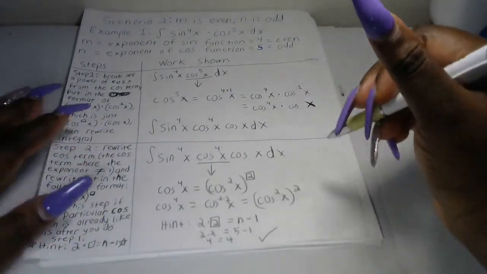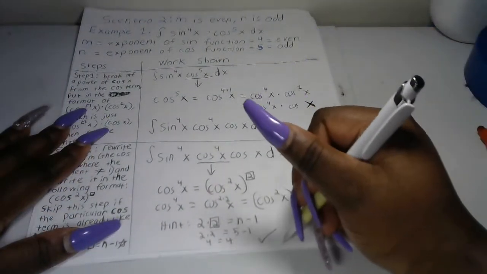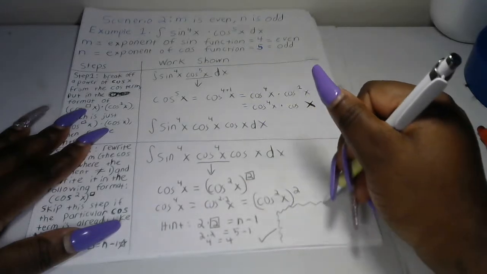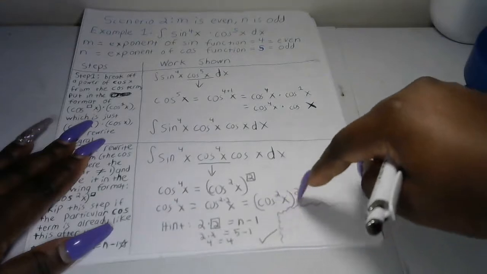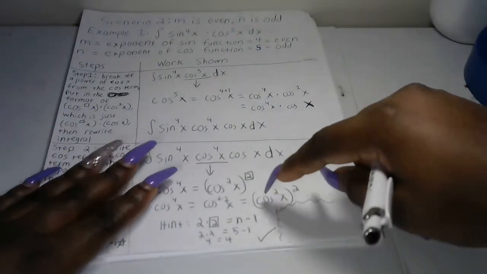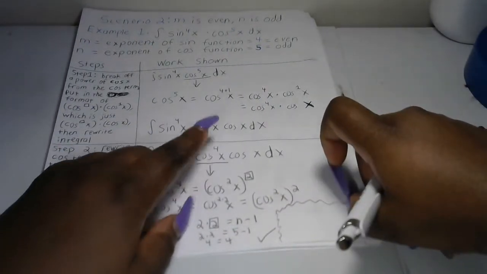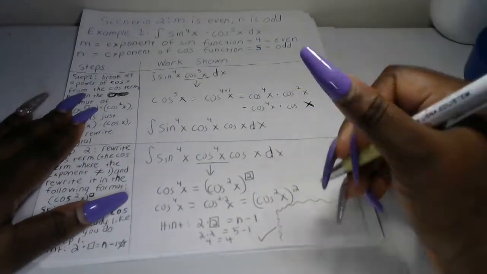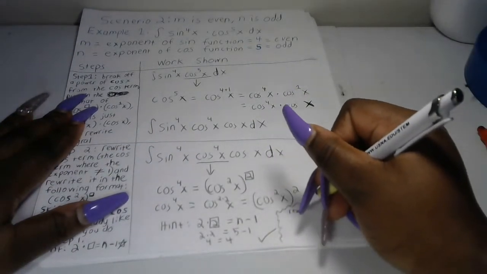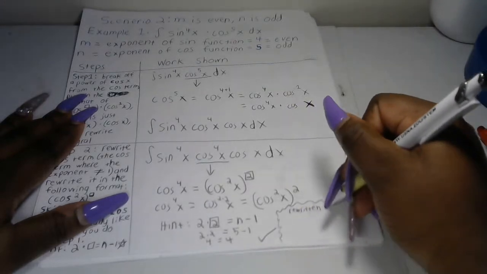I'm kind of running out of space, so I'm going to do it over here. Let's rewrite the integral using this format. We're going to replace cosine x to the 4th power with cosine x squared to the power of 2. So we're going to just rewrite the integral. I'll put rewritten integral.